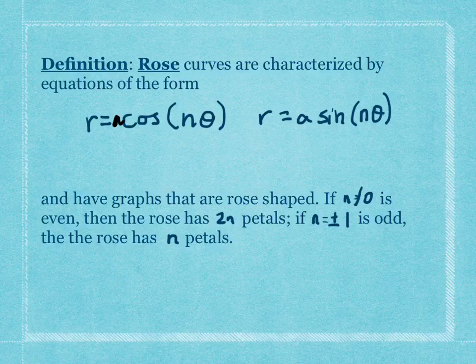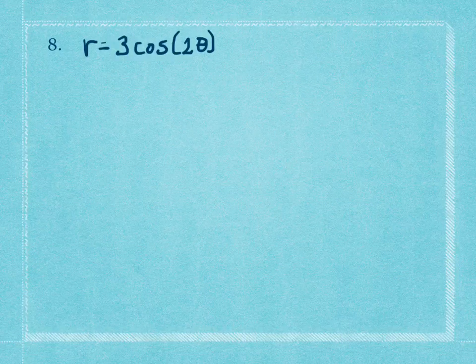As long as n is not equal to 0 and it's even, the rose will have 2n petals. If n is positive or negative 1 or odd, then the rose has n petals. And we're going to do an example over here with r equals 3 cosine 2 theta.